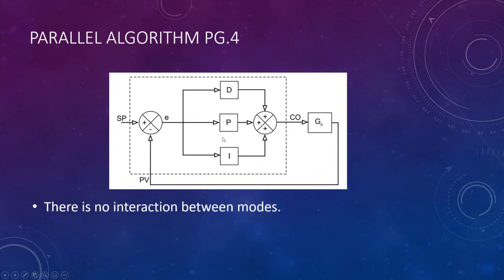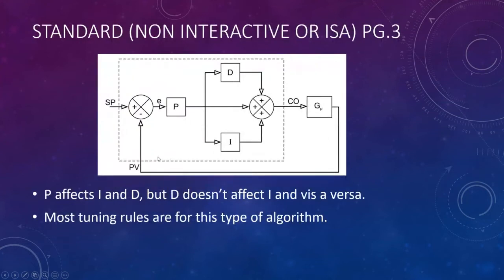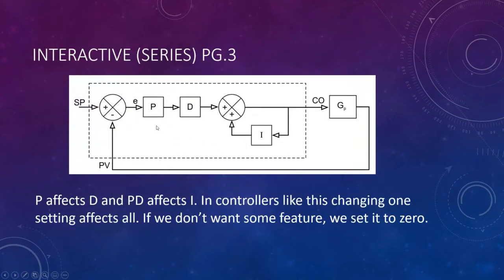This is a plant gain, of course, if we go back a few slides. So in this algorithm, there is no interaction between the modes. So those are the three algorithms that you have to be aware of. Again, this one is the most common, but being able to understand what's going on in the image, and identify the image according to the name and or the description of what exactly happens, is the requirement that we're after here.